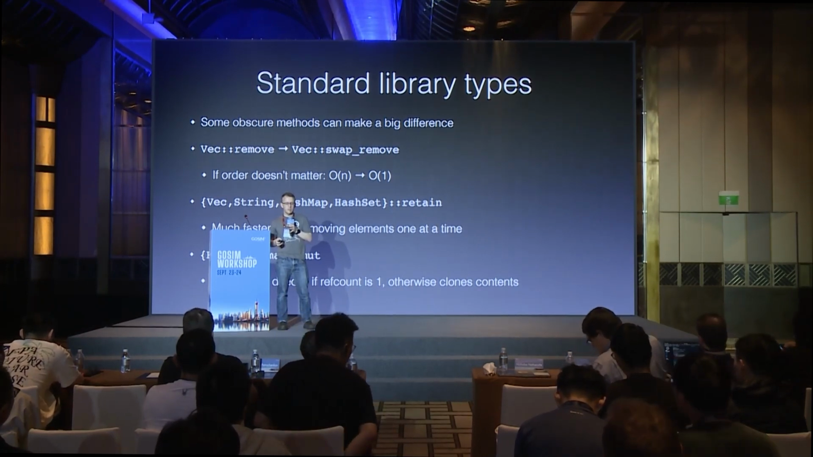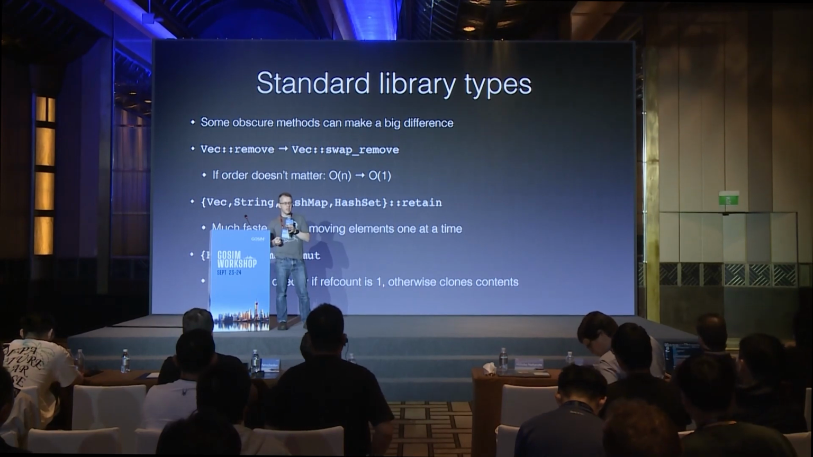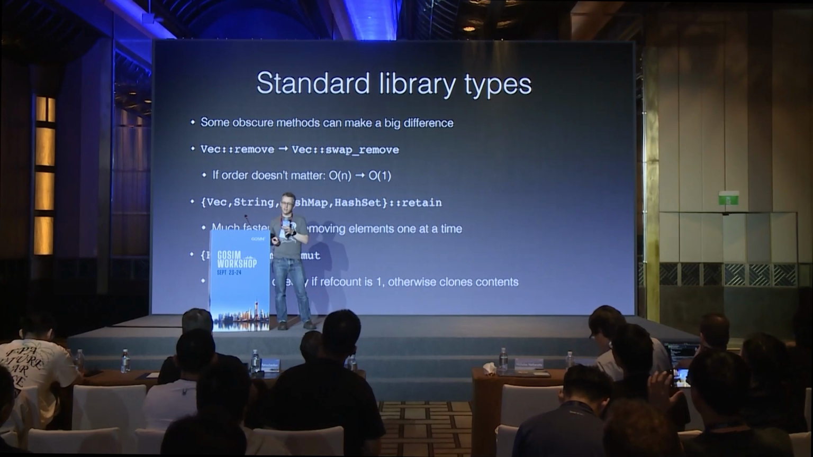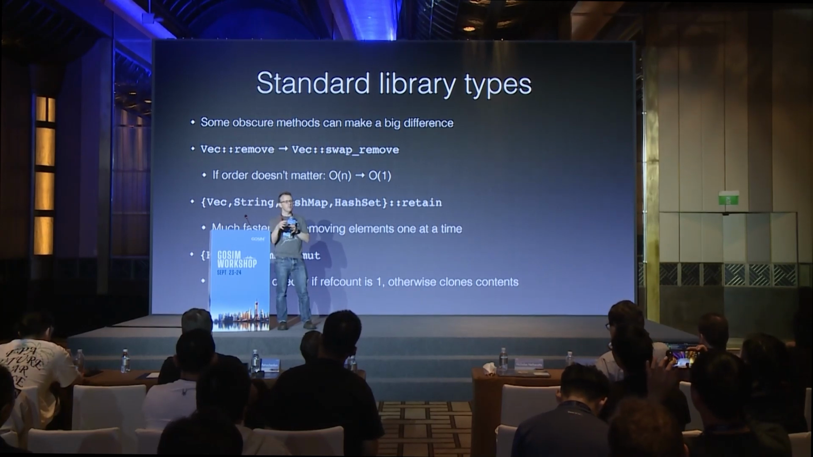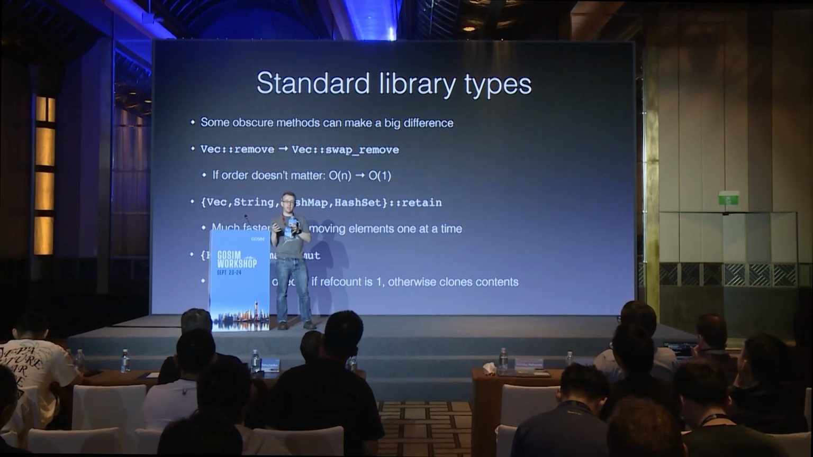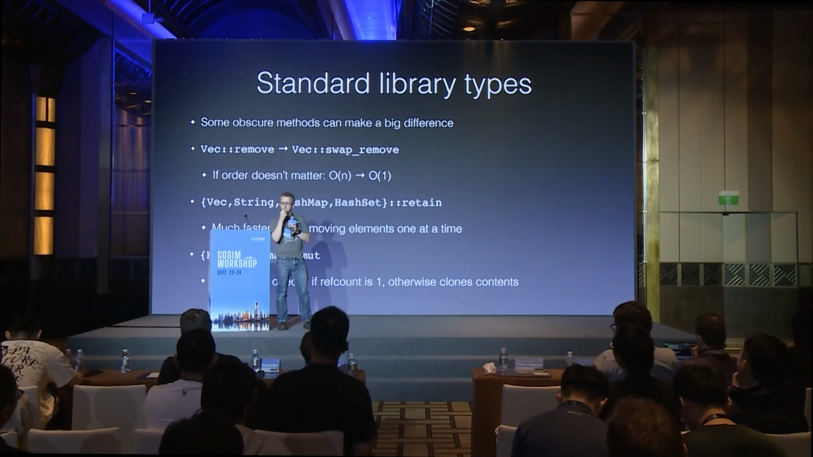Another good example is that some of the common types like Vec and String and HashMap and HashSet have a method called retain. If you need to remove multiple elements at once from these types, using retain can be a lot faster than if you have to try and remove them one at a time.